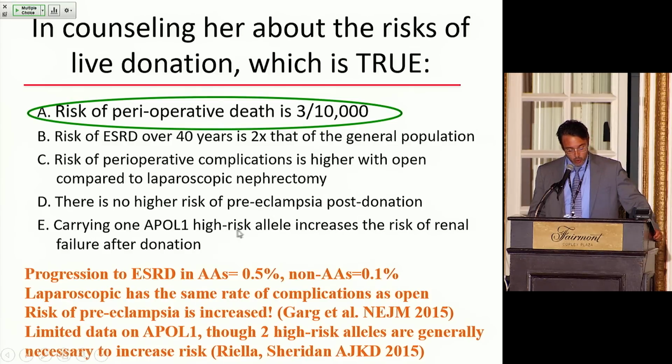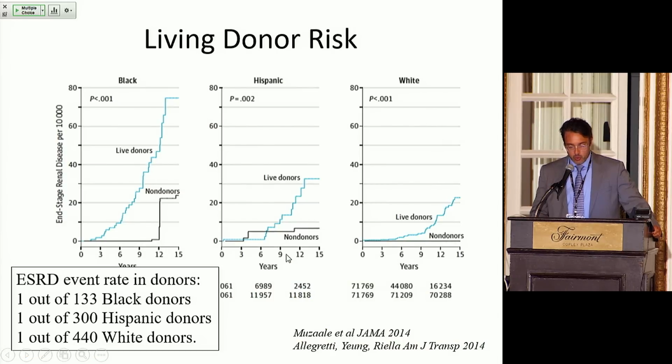And from what we know, one APOL1 high-risk allele is not enough to cause kidney failure after donation. You require the two, and some additional second hit that we don't understand yet so well. So what are the numbers that I use when I talk to patients about their risk of end-stage renal disease?